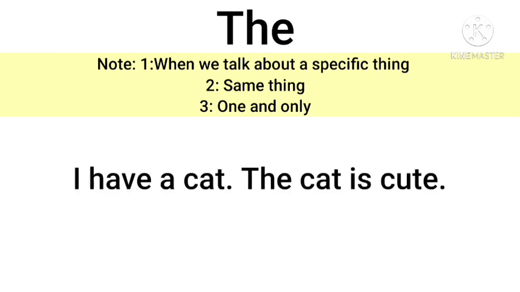thing. Similar example, I have a cat. The cat is cute. In the first sentence, we talked about the first thing, but in the second sentence, we talked about the same thing again. So we use the article the. I have a cat. The cat is cute.